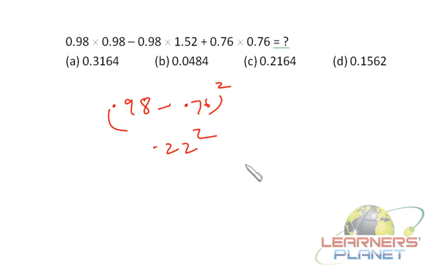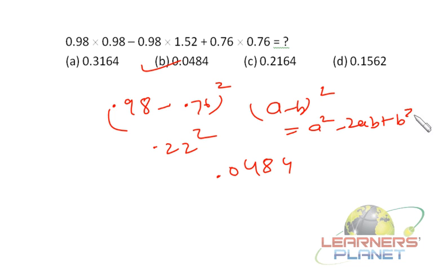So it's actually 0.22 whole square. So there will be a decimal arrangement of 484. So there are 484, I put a 0 and 0.0484 will be the correct choice. Okay friends. It's a simple expansion of (a minus b) whole square, that is a square minus 2ab plus b square. A small observation is that it is actually 2 into 0.76, that is 2ab.